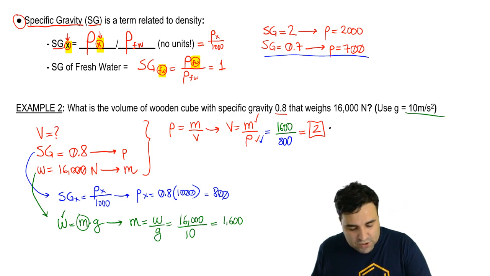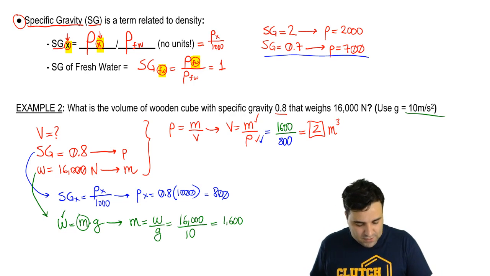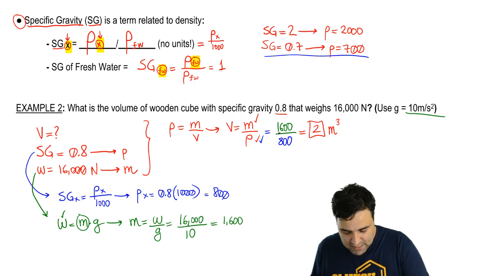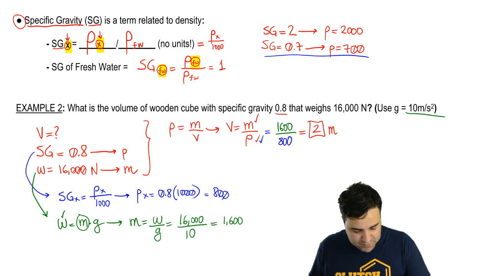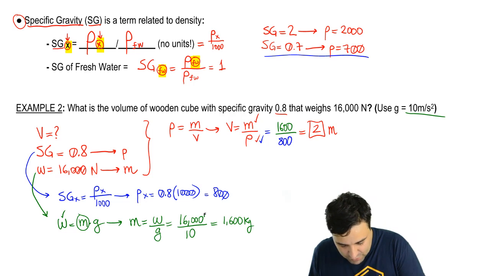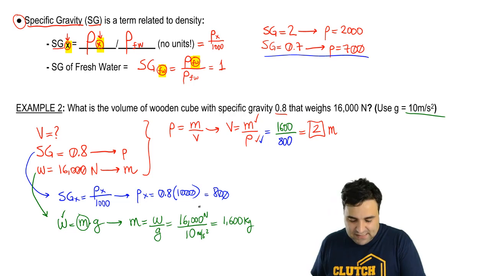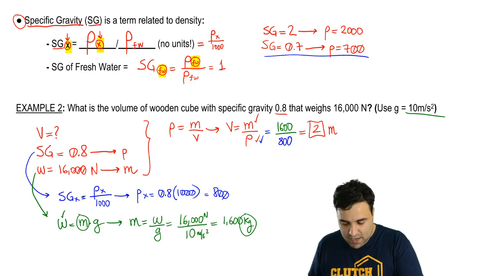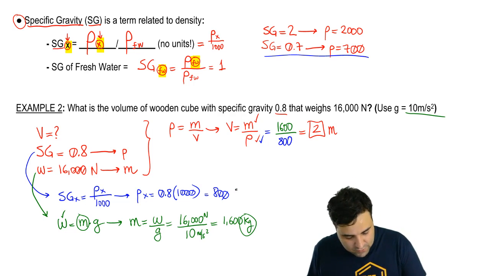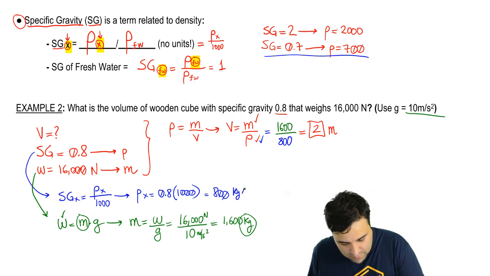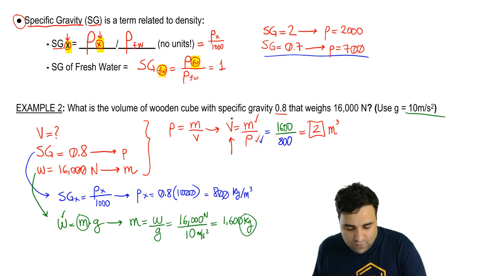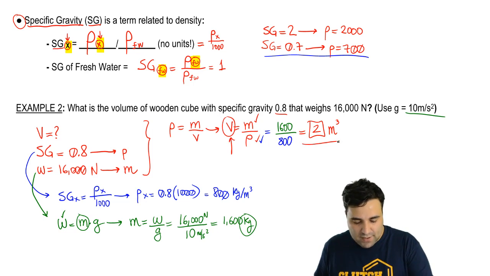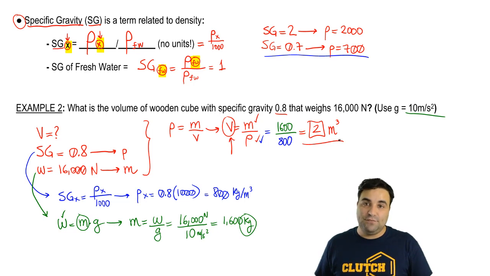Now, what are the units? The units are cubic meters. Why? Because we had standard units. This was 1,600 kilograms, because we're dividing newtons by meters per second squared. So we're using standard units, and then you get a standard unit. And here, this was kilograms per cubic meter. So long story short, whenever you're using standard units, you get standard units. The standard unit for volume is cubic meter, so you get a cubic meter. So the answer here is 2. That's it for this one. Let's keep going.